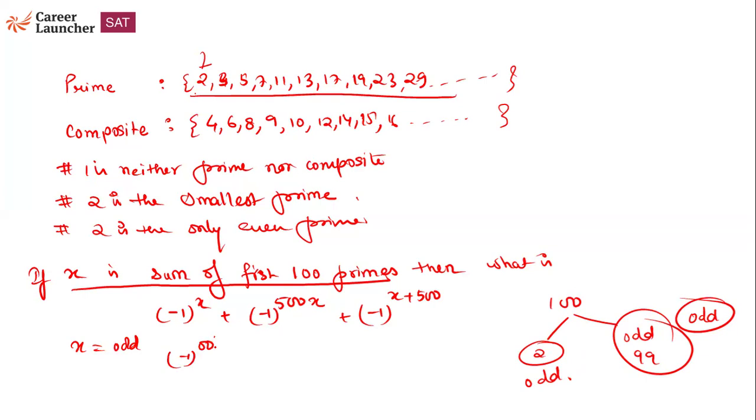-1 raised to the power odd. Then -1 raised to the power 500x: 500 is even, x is odd, so 500 into x is even into odd, which is even. Then we have -1 raised to the power x plus 500: x is odd, 500 is even, odd plus even is odd. So -1 raised to the power odd is -1, -1 raised to the power even is 1, and -1 raised to the power odd is again -1. The answer is -1. Clear?